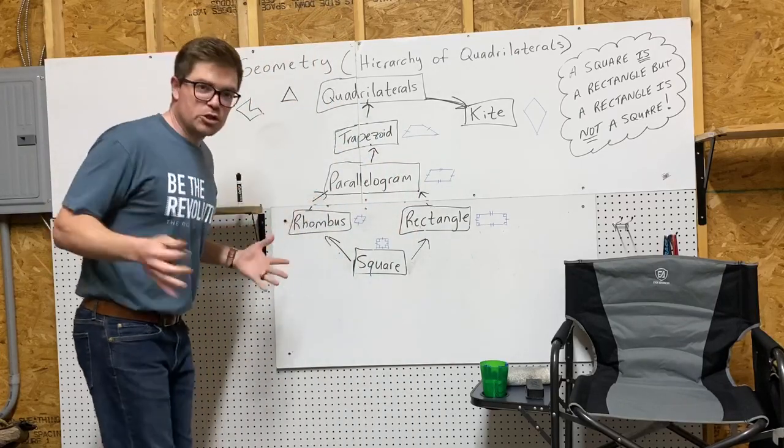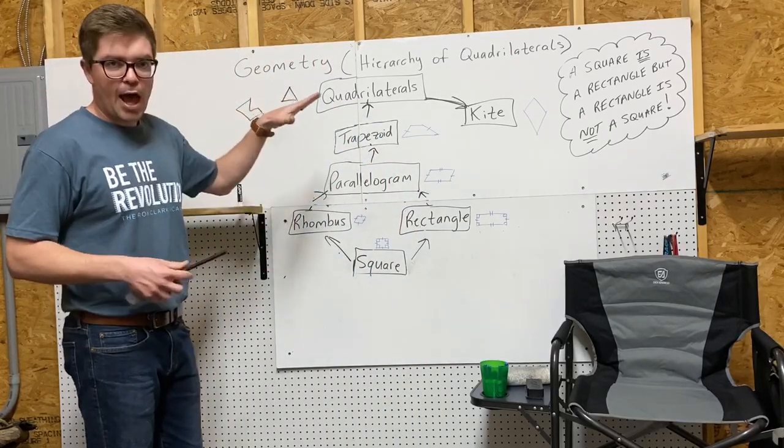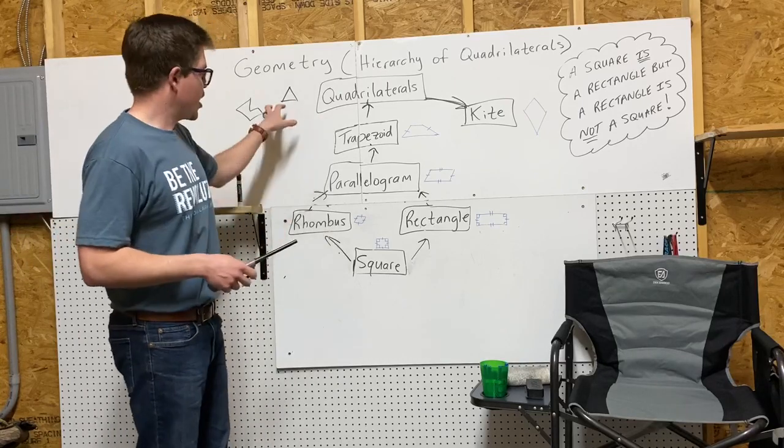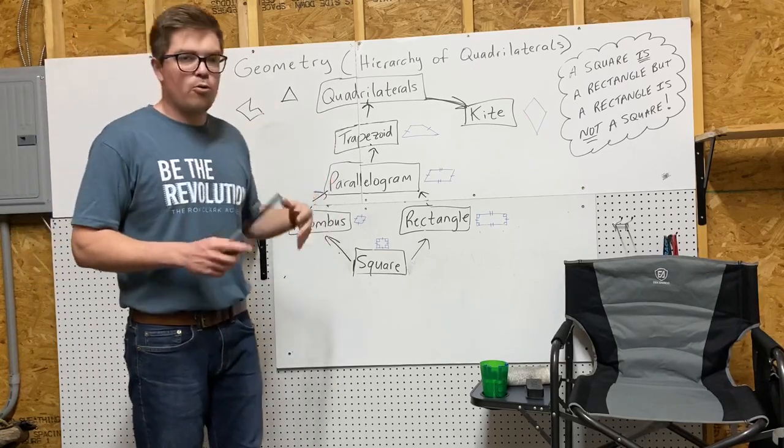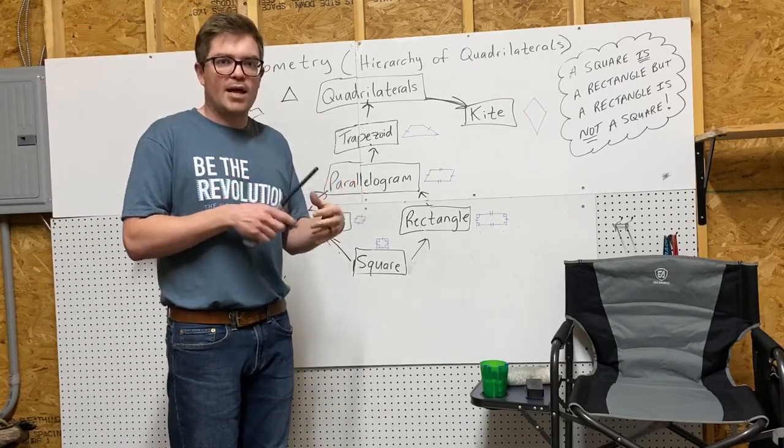So that concludes our lesson for tonight. Again, geometry, hierarchy of quadrilaterals. Remember, irregular and regular polygons. And tomorrow, we'll really get into more polygons as we talk about classifying triangles.